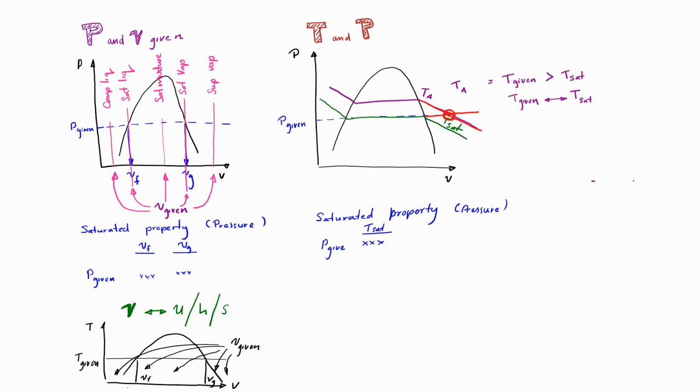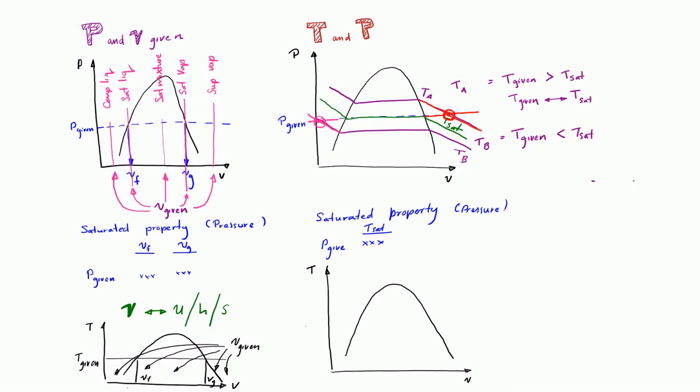If the given temperature is lower than T saturation, TB line would be going below the T saturation line, and we will see that the intersect between given temperature and given pressure is going to be in the compressed liquid region. We can follow the same procedure for a TV diagram if we decided to use temperature instead of pressure.